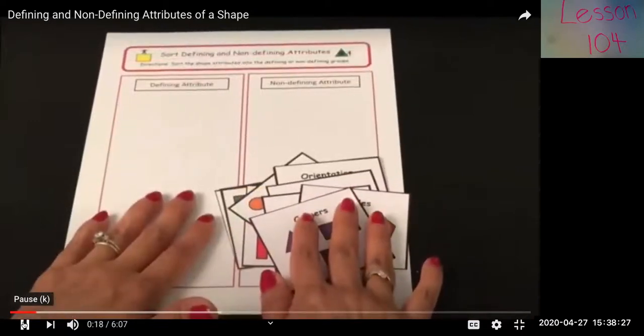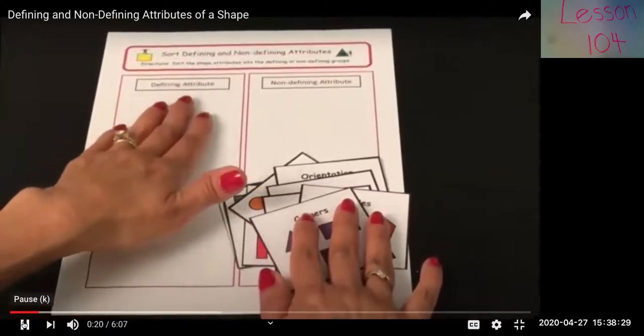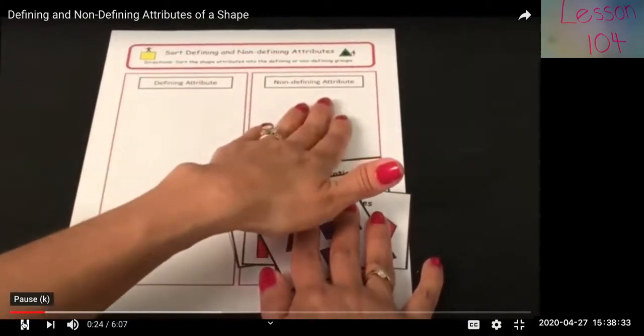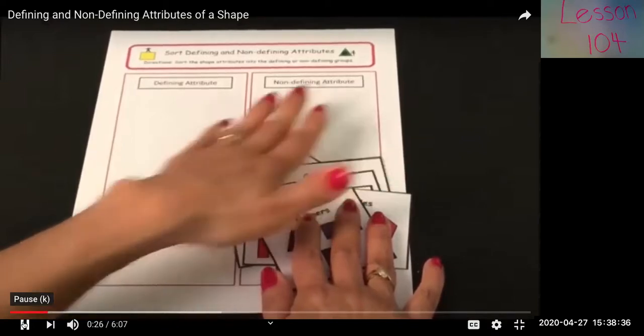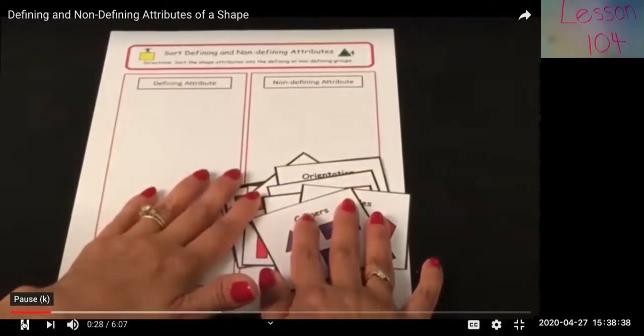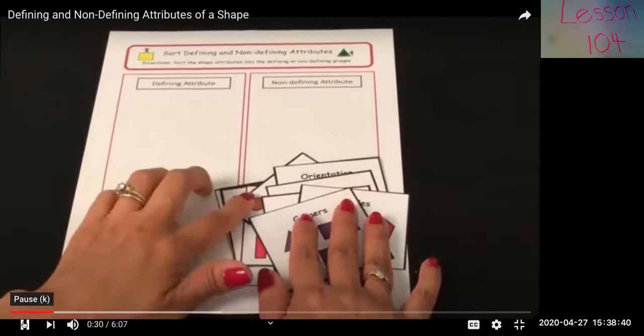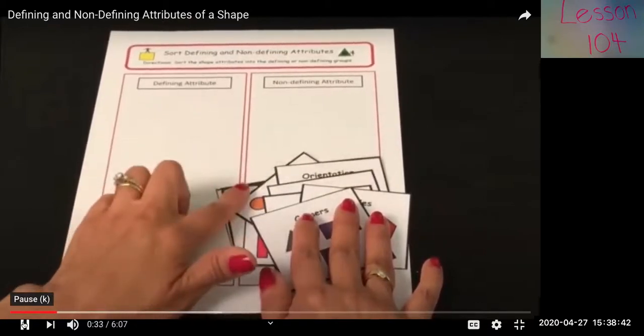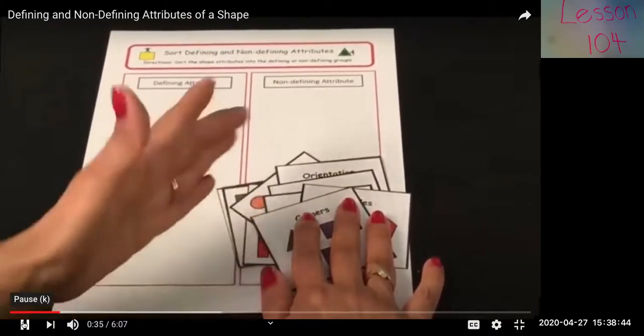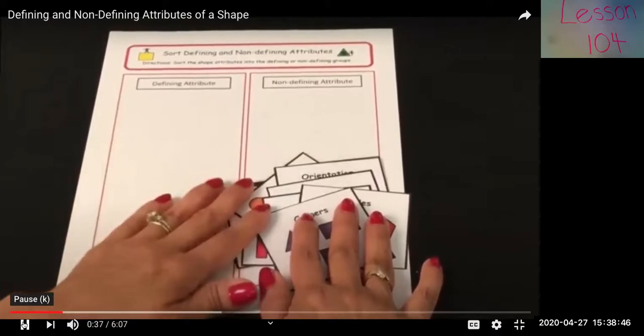So there's 2 different kinds of attributes. There's a defining attribute, and those are attributes that matter, and non-defining attributes, and those are attributes that don't matter. I know it sounds a little bit confusing, but we're going to make it a little bit easier to understand. First thing to understand is that attributes are characteristics or traits. So we're going to look at characteristics and traits of a shape.